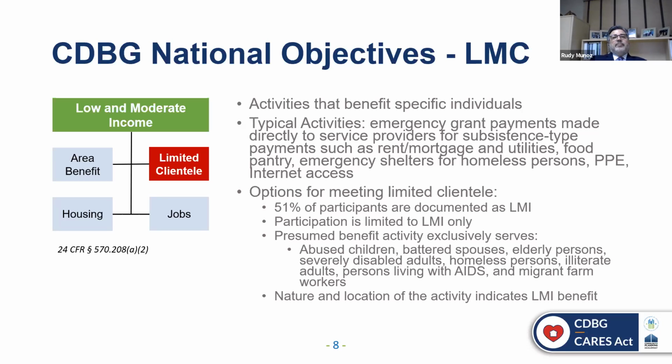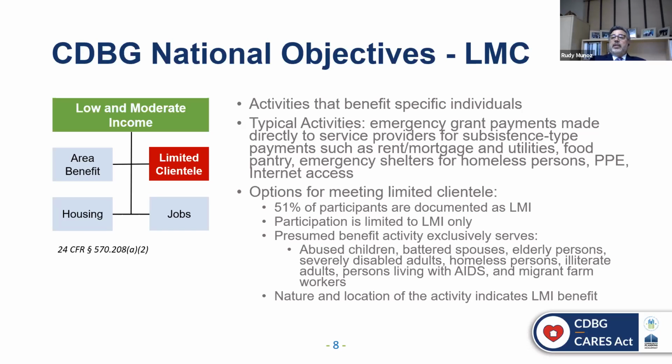This provides you with some flexibility in your program design, where it might be important to provide services like health services to an entire group of people, rather than just the ones that are low and moderate income. The second option is to document that 100% of the participants are low and moderate income. Depending on your program design, this might be appropriate for activities such as a public service emergency payment for rental assistance program.